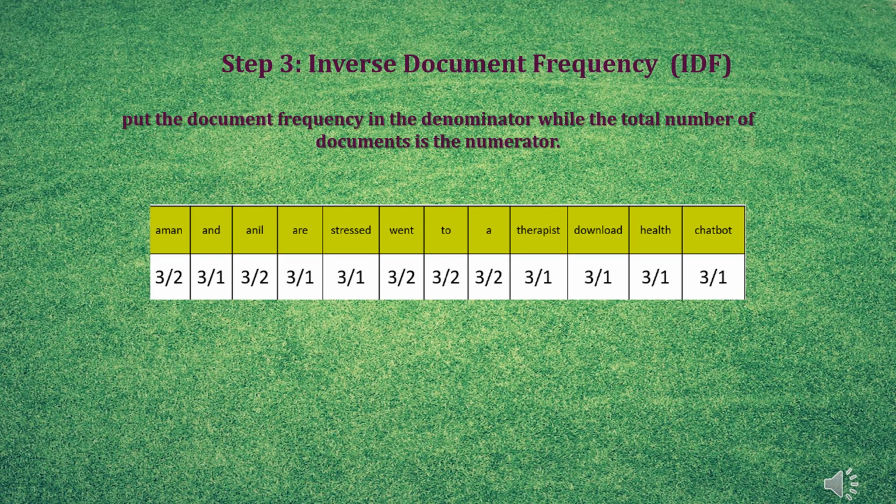The third step is the inverse document frequency. Let us look at the other half of the TF-IDF, which is inverse document frequency. We need to put the document frequency in the denominator while the total number of documents goes in the numerator. Hence, the total number of documents here in this example is 3. Hence the inverse document frequency becomes 3 by 2 for Aman, 3 by 1 for and, 3 by 2 for Anil, 3 by 1 for R, 3 by 1 for stressed, like that.